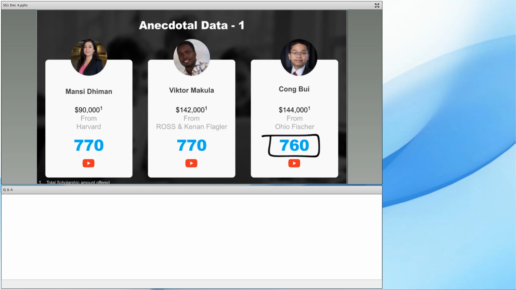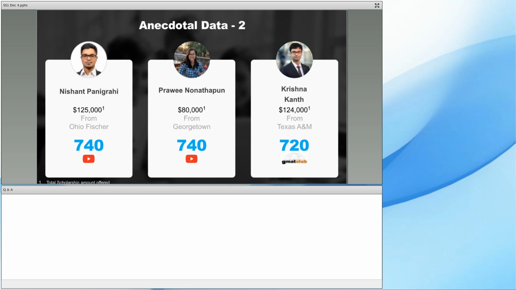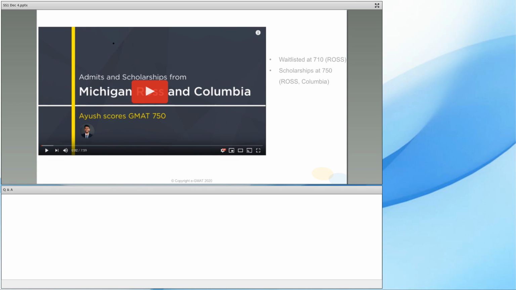The kind of scholarship that he got from Ohio Fisher was really special. He not only got a full ride, but also received $1,700 as stipend every month for studying there. So he got paid every month for studying there. Similarly, Nishant, Pravi, and Krish KK, you can really see the total scholarship amounts over here. Here's another very interesting story, and we've seen more and more of such stories.